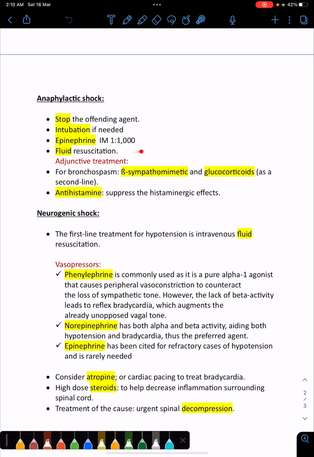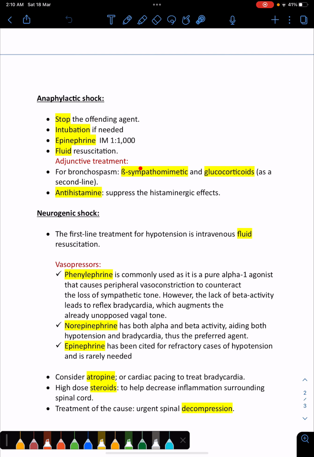Because it's a sort of shock, the vessels are so wide, and we want to constrict those vessels and increase the blood pressure. So: fluid resuscitation, epinephrine, intubation, and stop the offending agent.